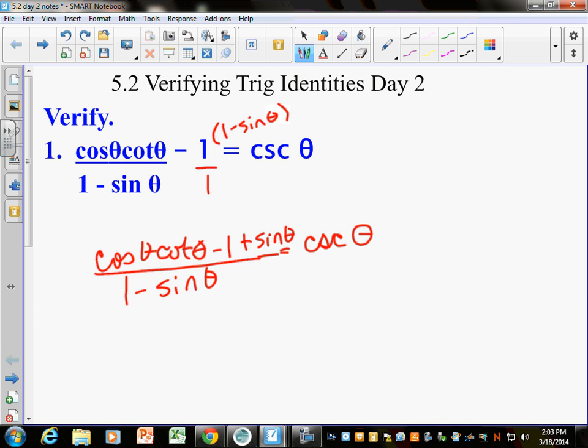In second hour, they decided that I made this worse instead of better because now it even looks worse than it started with. It definitely doesn't equal cosecant yet. Any ideas? Can I just cancel this sine out with this sine and this 1 with this negative 1? No, that's not allowed. Forget about the bottom for a minute. Is there anything I could do right now?